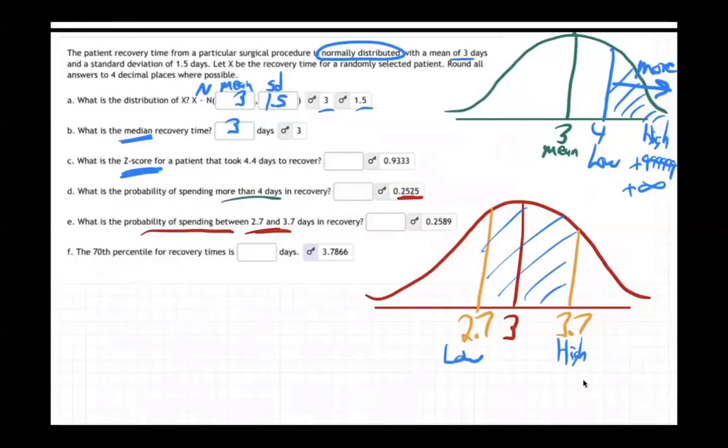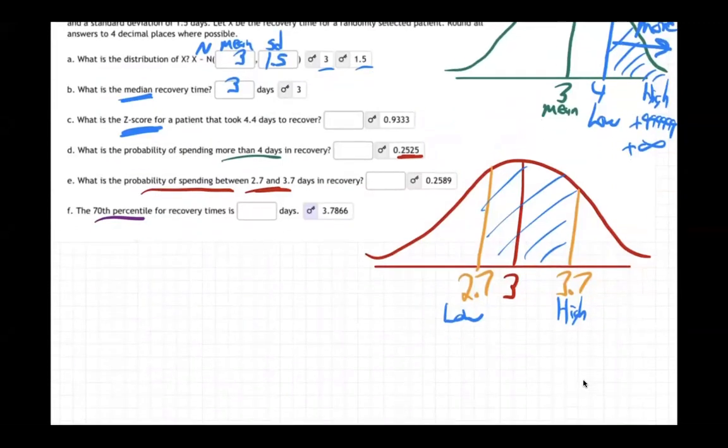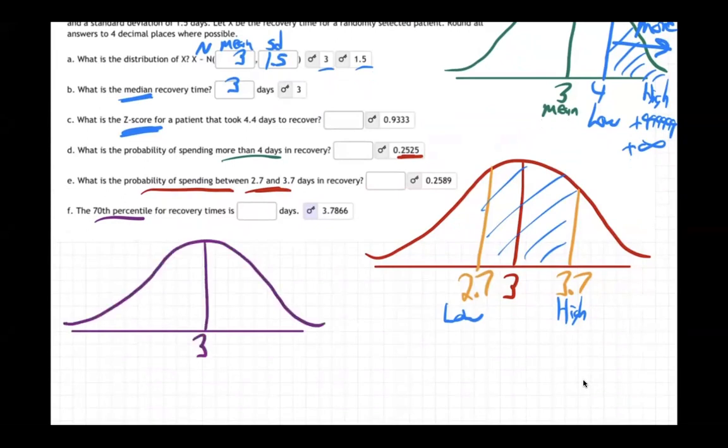Okay, finally, part F. 70th percentile. So again, let's draw ourselves a bell curve. And you put the middle on there, which is 3 days recovery. Now, what do you do for percentile? How do you handle that?